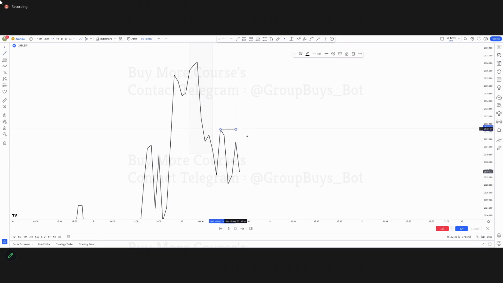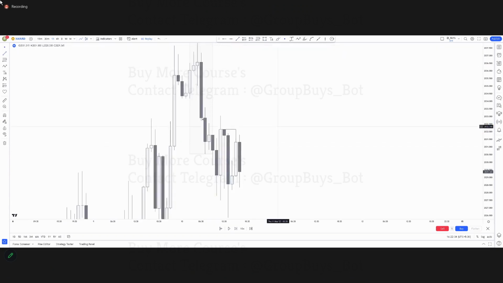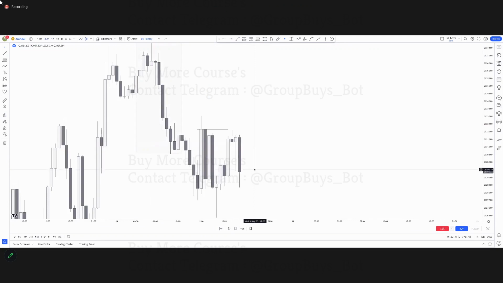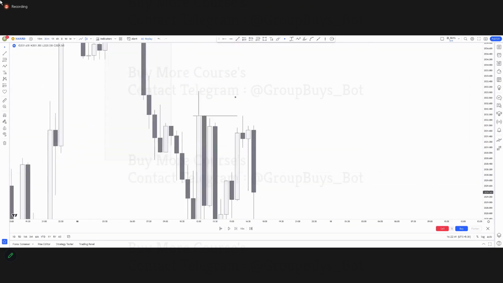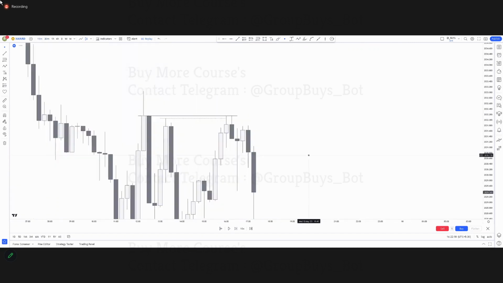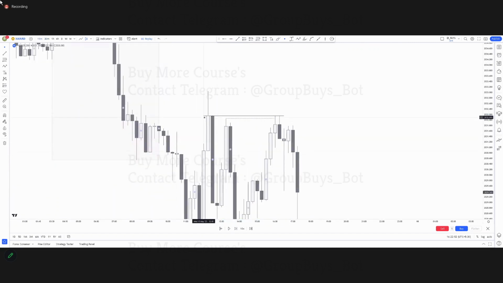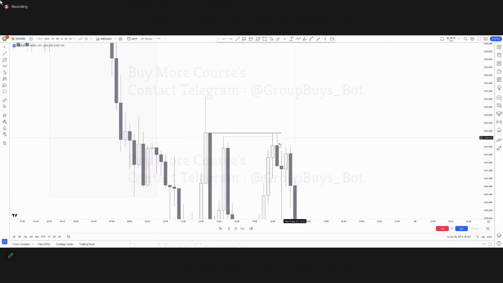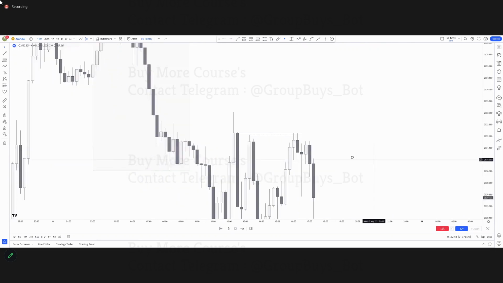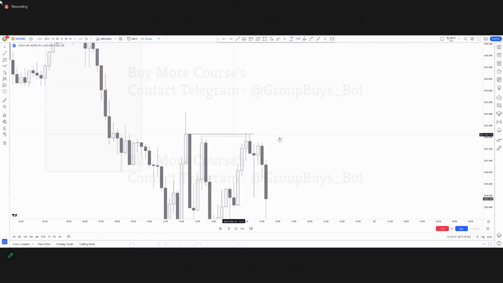So I will mark this as liquidity and I will combine it with internal range liquidities and a classic SNR level. Yeah, this is SNR levels, right? Classic. So this is the SNR level. Price tapped here. I couldn't take trades from here because there was no trend line support. There was no trend line to support my entry, so I didn't take the entry here.